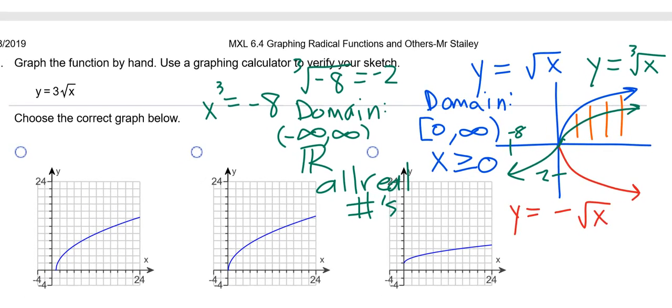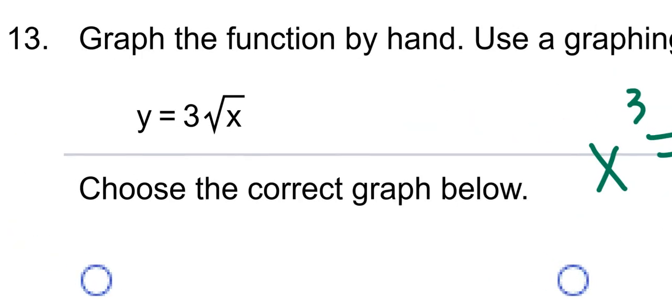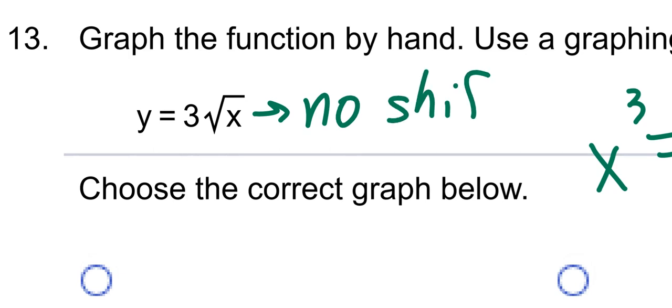All right, now we talked about this one a little bit. Can you remind me? I do not see a shift in this at all. I know we already worked through this one, but I just kind of want to remind ourselves from last week. I don't see a shift. There's no left and right. There's no up and down. But there is something going on right here. What is that thing doing to the graph?